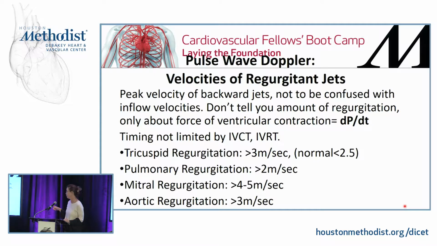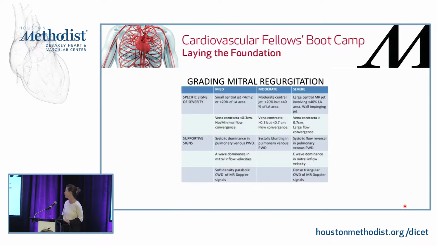Mitral regurgitation can be over 4 to 5 meters per second, and aortic regurgitation greater than 3. So this is a little bit about the grading of mitral regurgitation. We usually say mild, moderate, and severe. There are different ways of doing it using jet velocity, vena contracta, and also looking at supportive signs for what you think could make this something chronic or something acute.